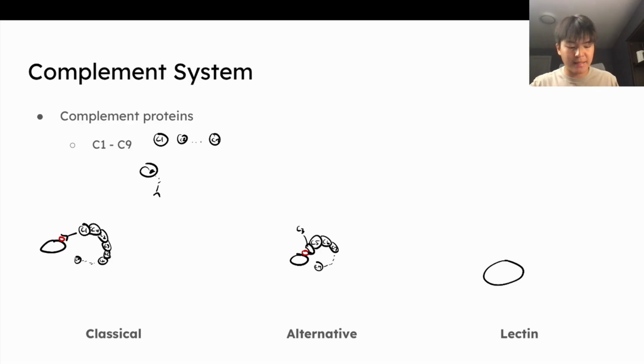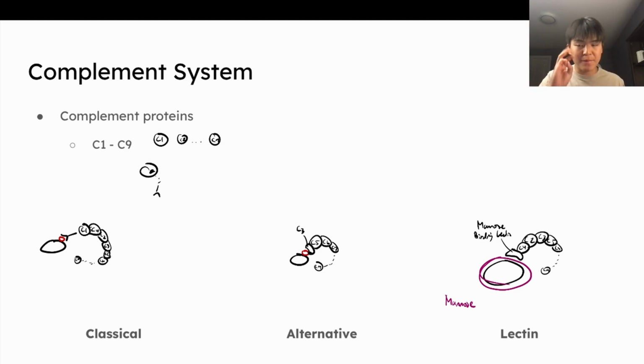Now, the lectin pathway. Let's say we have a bacteria, and he's covered with something we call mannose. All right, mannose. Let's write that, mannose. Now, our bodies have something called mannose-binding lectin. Let's take this right here. This is mannose-binding lectin. Now, what does this do? Well, C4 will bind to mannose-binding lectin. Now, imagine what happens after C4. Well, C2, C3, C5, C6, all the way to C9. Okay? Those are the three pathways of the complement system.